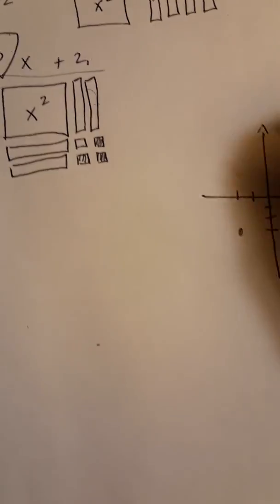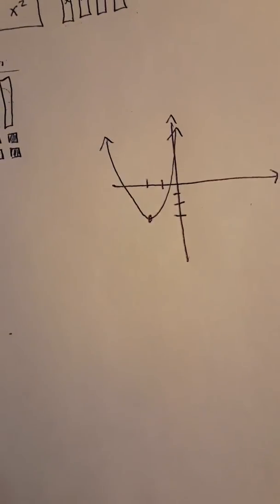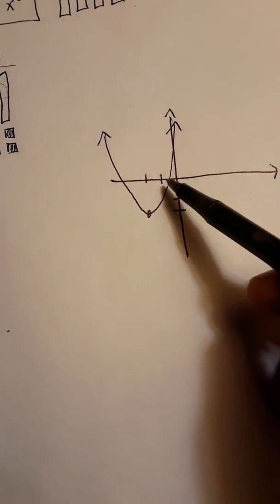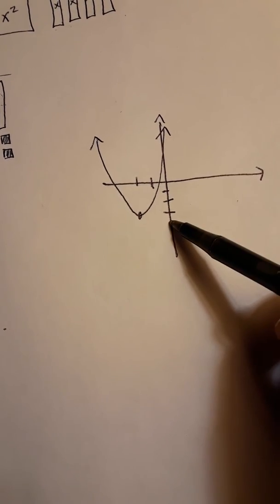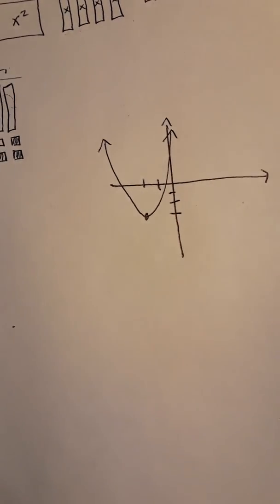Okay, and then a is 1, so I'm just going to kind of show it. Okay, I don't need to label it because it's very clear that this is negative 2 and negative 3. Okay.